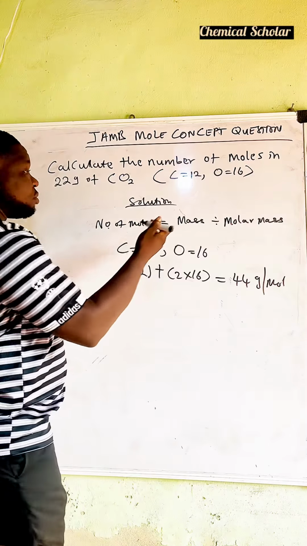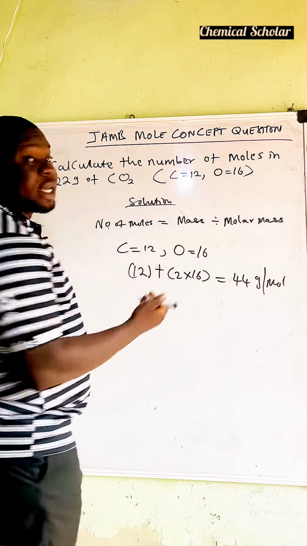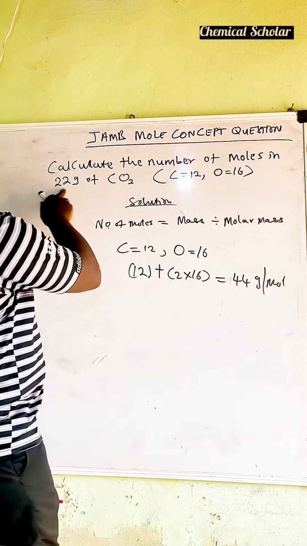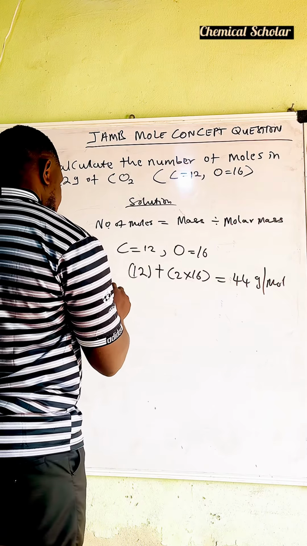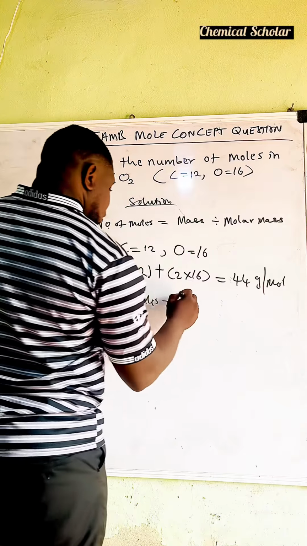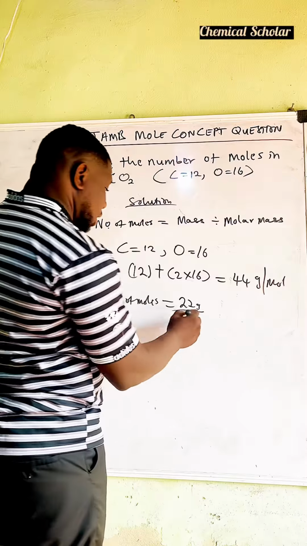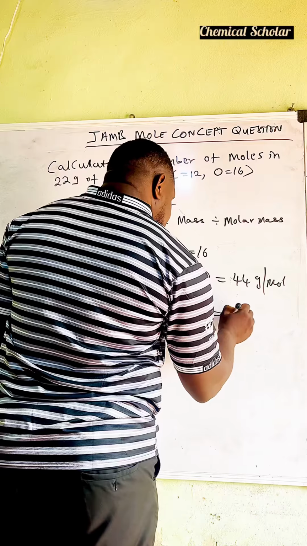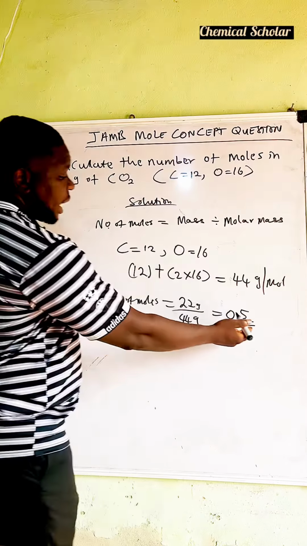So how do we now know how many moles it contains? Already we see that number of moles is equal to mass divided by molar mass. So what is the mass we are given? We are given the mass of 22, right? So number of moles will now be equal to the mass, that is 22 grams, divided by the molar mass, which is 44 grams. And that would now give us 0.5. So the answer is 0.5 moles.